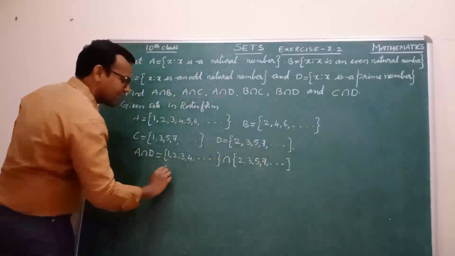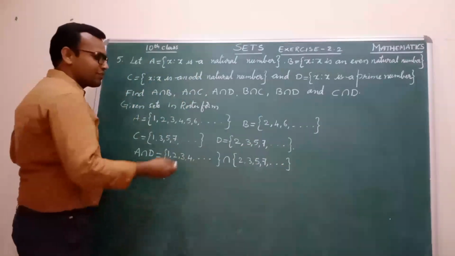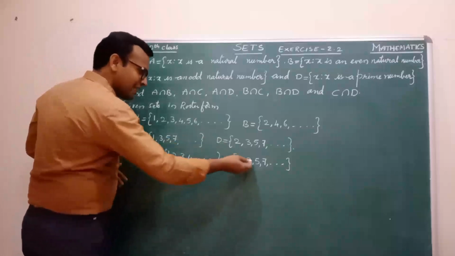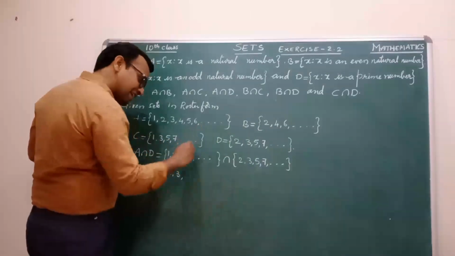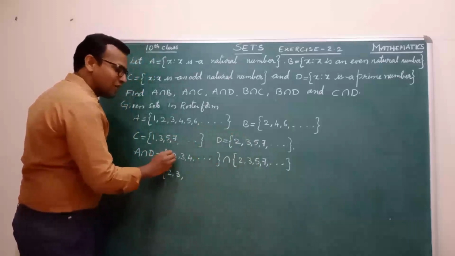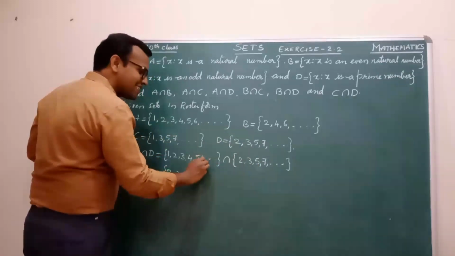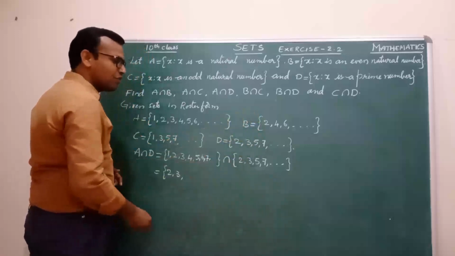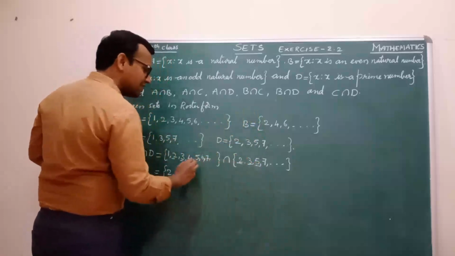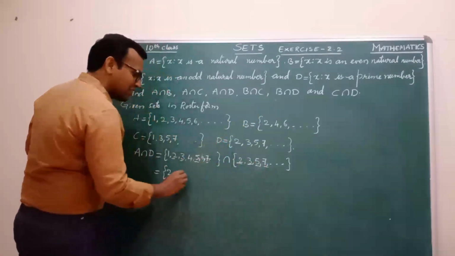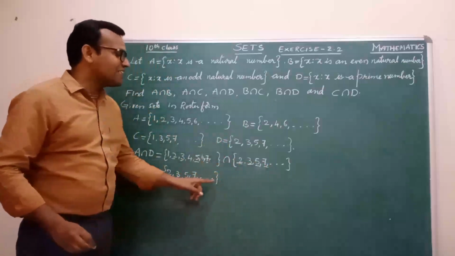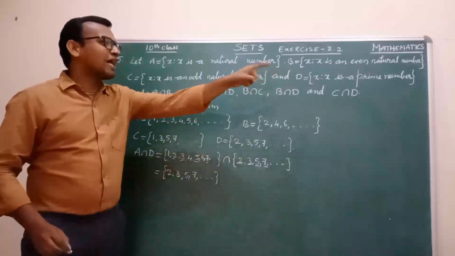Now let me write the intersection of these things. So what is common in both the sets? 2 is common. 3 is common. Obviously 5 is a natural number. 7 is a natural number because A is the natural number set 1, 2, 3, 4, 5, 6, 7 and so on. So 2 is common, 3 is common, 5 is common, 7 is also common. So 2, 3, 5, 7 and so on are all again the prime numbers.